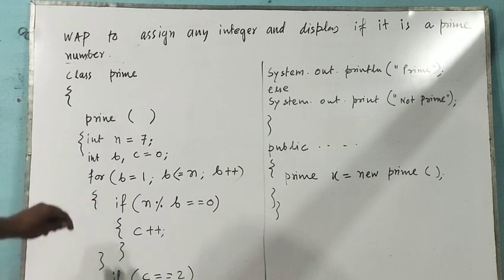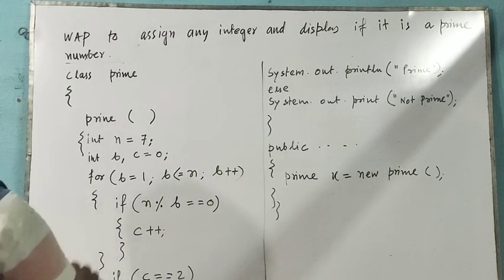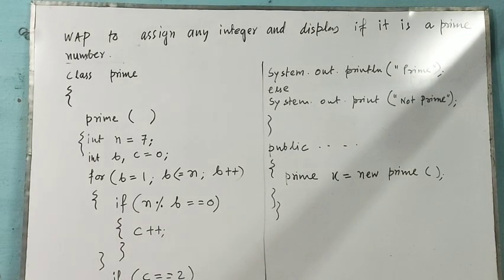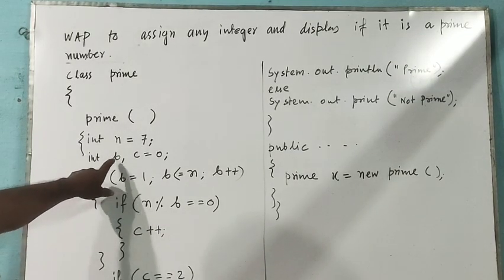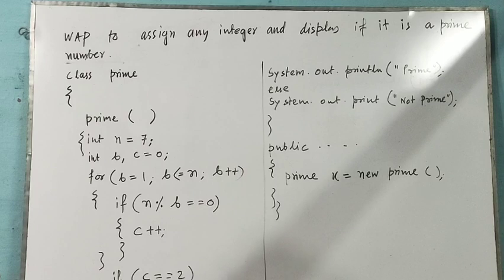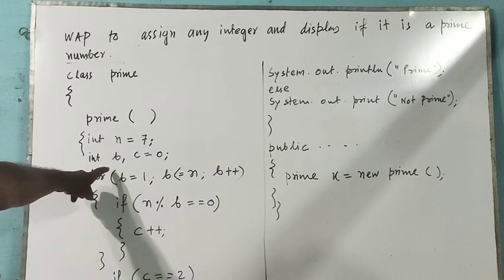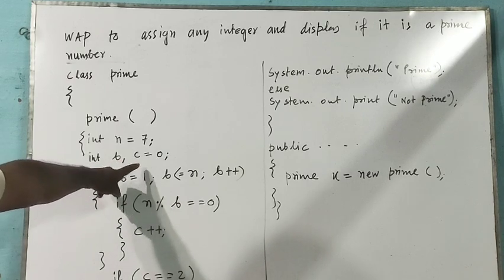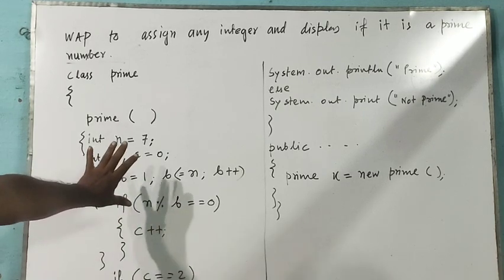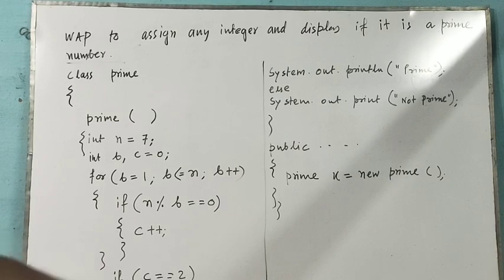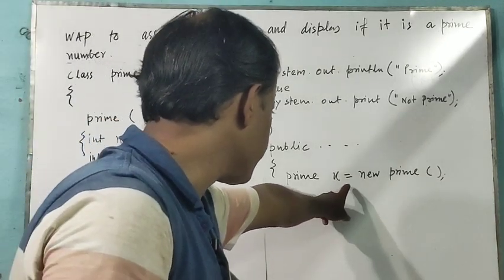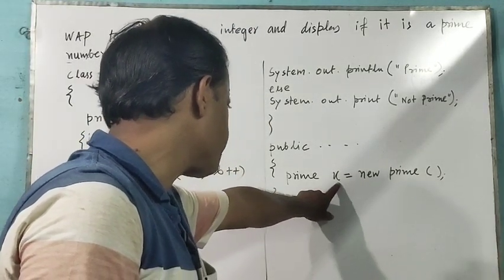Inside the body of the constructor, I have taken three variables. One variable n is initialized with 7. That means that will be checked whether it is a prime number. Then for checking the prime number, b and c are taken, and in that part we have checked whether it is a prime number. Then in the main program, I have created an object of the class prime.